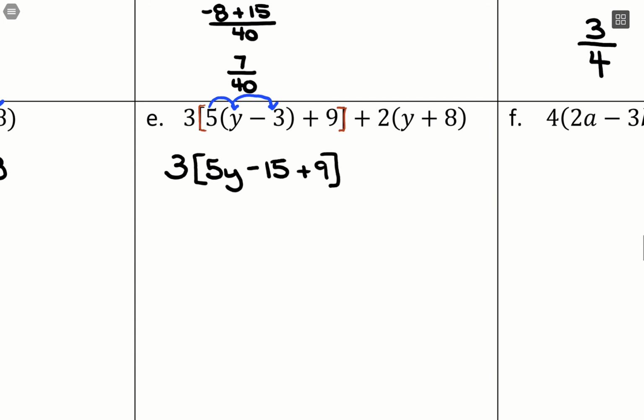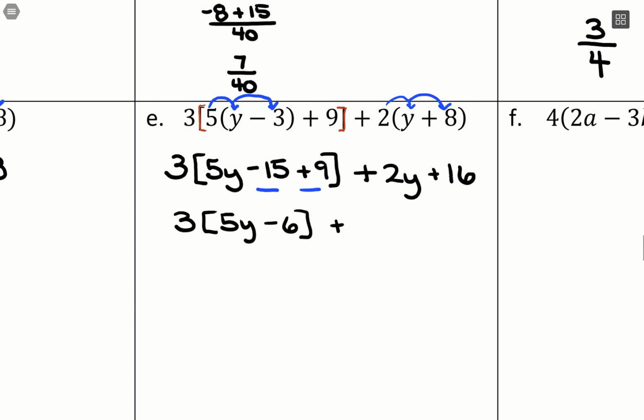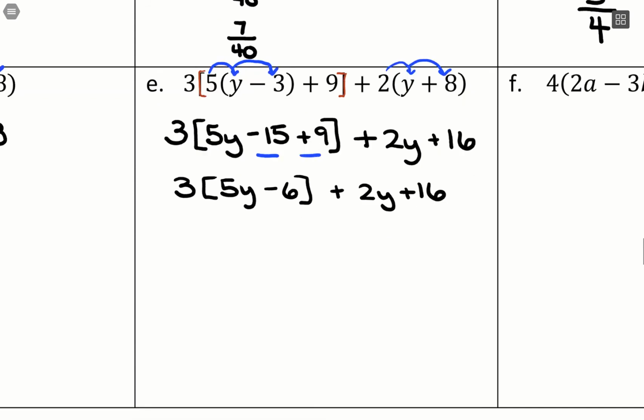9, and then close that, plus, and then we could go ahead and distribute over here, it's a separate term, 2 times y, plus 2 times 8. And then with the brackets, we need to simplify a little bit further. We have these like terms that we could combine. So we still have 3, we have that 5y, but -15 plus 9 should be a -6. And then we have this plus 2y plus 16 still hanging out that we can't really do anything with.